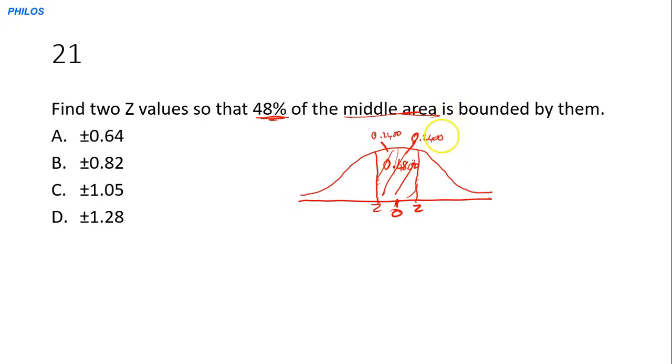Now, if this place is 0.24, we know that from the middle going to this side is 0.5, isn't it? So to get the entire area from here to here, it will be 0.5 plus 0.2400, which will give you 0.7400. Since we've been checking positive z on the positive z table to get the area, we can also check this to get the z-score back. So let's go to the z table.